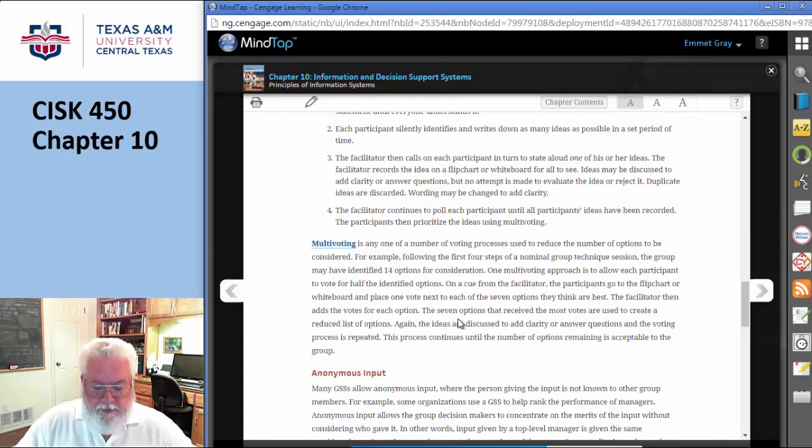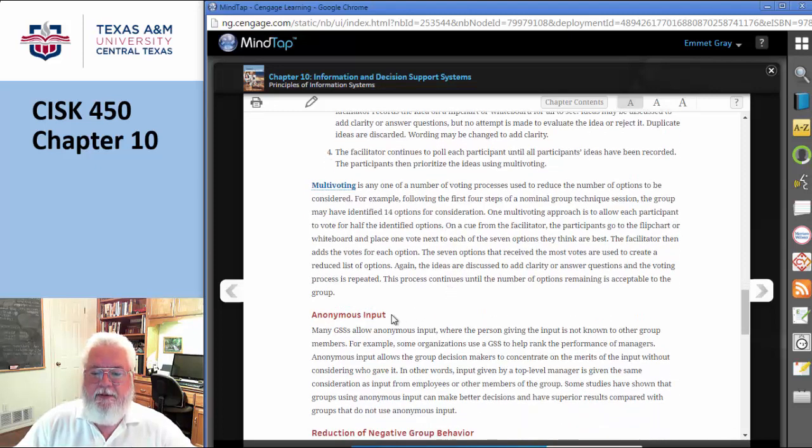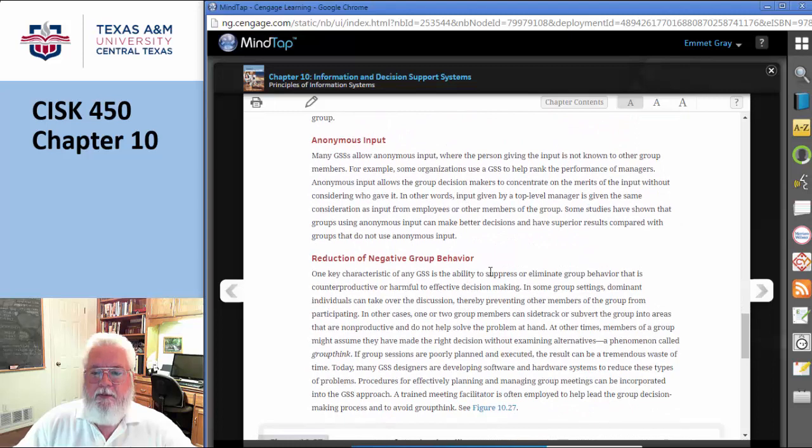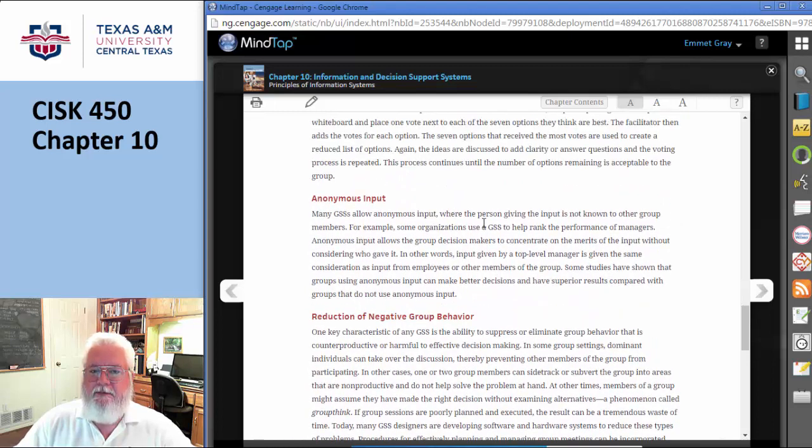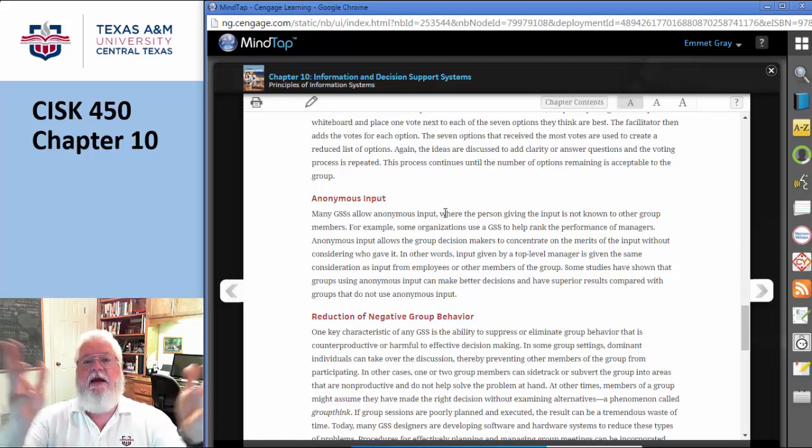Okay. On page 485, we talk about the good stuff, starting right here with anonymous input. Why do I point that out? Because I'm more interested in this section, and this is most likely where test questions would come from if you had half a brain. Anonymous input is important. In a regular decision support system, this is a non-issue. But in a group support system, I don't want the other people to know whether I'm voting for or against.